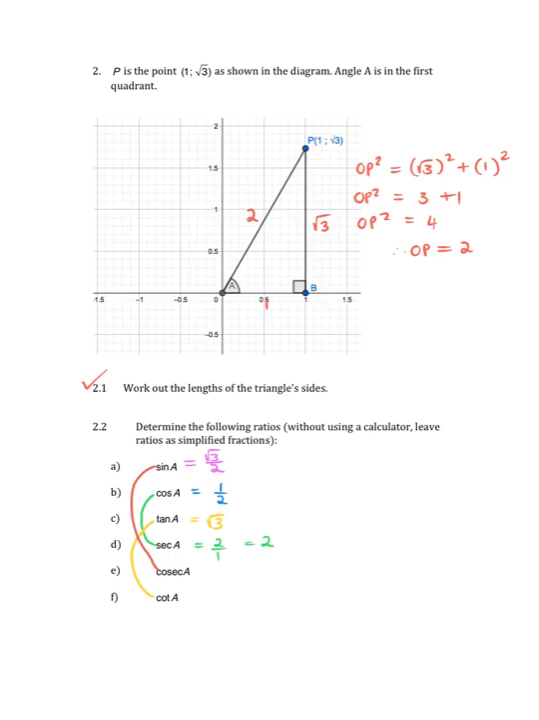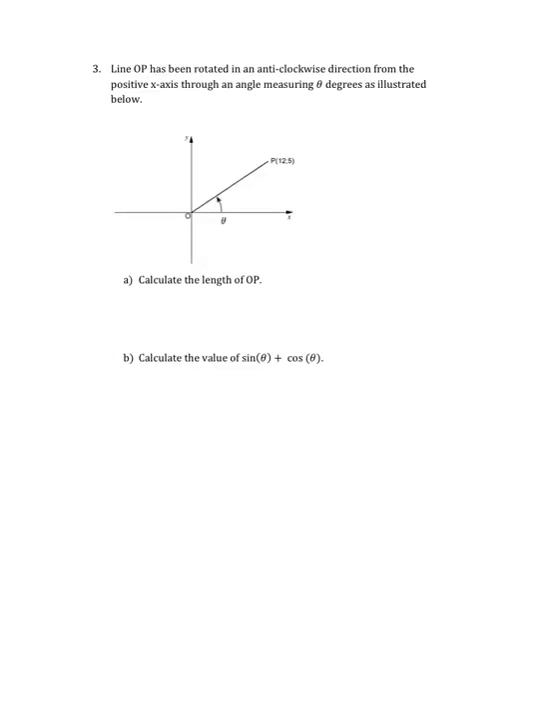Cosec is the reciprocal of sine, so let's just flip them over. If sine of A was root 3 over 2, cosec A will be 2 over root 3. And my last one, cot A, cot being the reciprocal of tan. If tan of A was root 3 over 1, cot A will be 1 over root 3. Okay, wow. This stuff's pretty easy, hey? Next page. So here's something a little bit different.